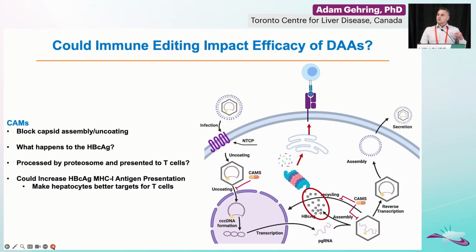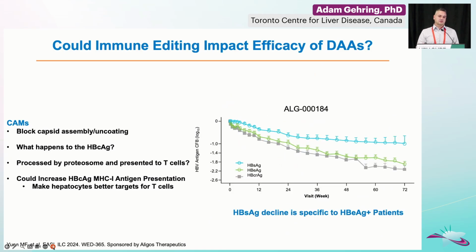And so, we don't have really any good data that I'm particularly aware of to suggest this is happening, but if this does happen, this could increase MHC class I antigen presentation on infected hepatocytes and actually make them better targets for core antigen-specific T cells. And so I want to hold up the Aligos, their new data with the CAM, showing that you actually get surface antigen decline in e-antigen positive patients.